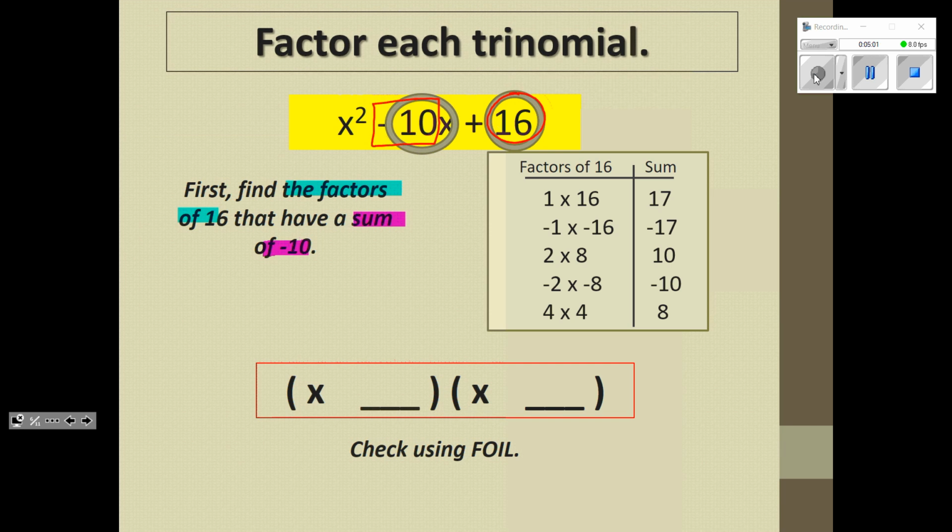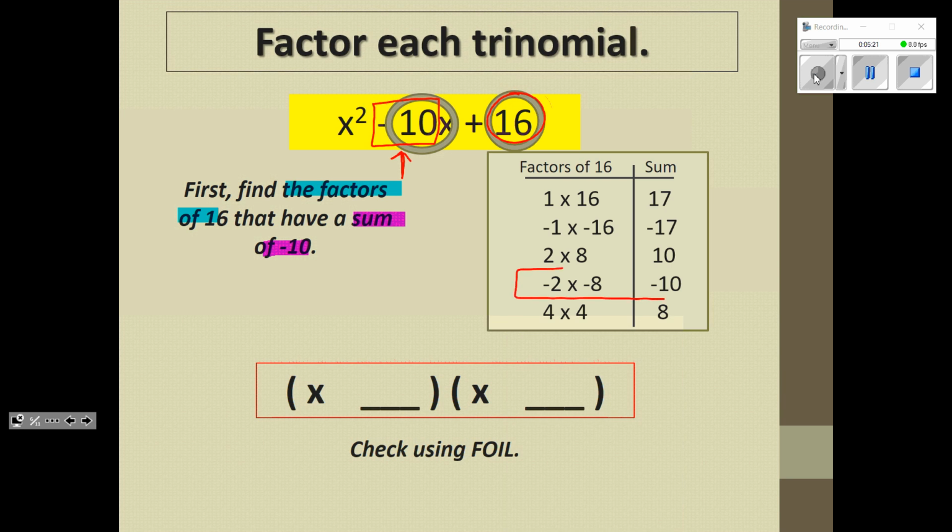I wrote them down here for you. We have 1 times 16, a negative 1 and a negative 16, which also results in a positive 16, 2 times 8, a negative 2 and a negative 8, and 4 times 4. Now remember, we want them to add together to get the b term, which is a negative 10.